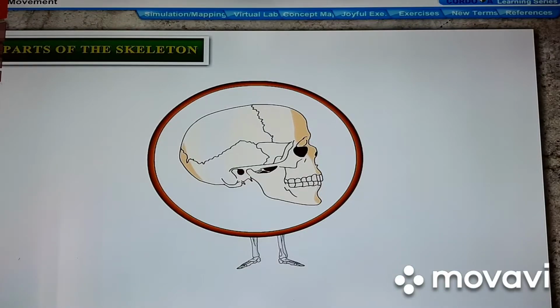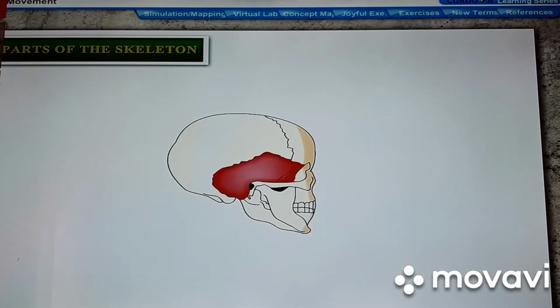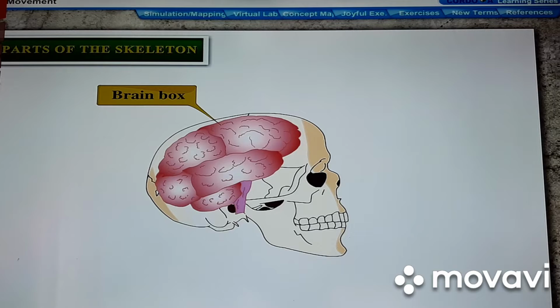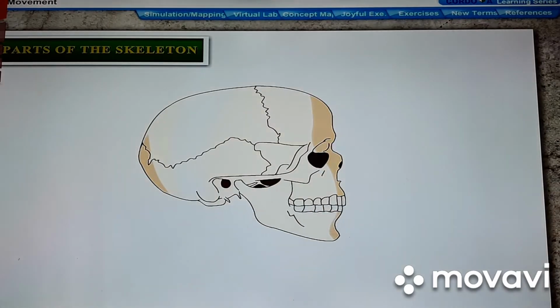The skull is the bony structure consisting of the brain box and facial bones. The brain box is the upper portion of the skull. It is made up of 8 flat bones joined together. The brain box encloses the delicate brain inside it. It protects the brain from injury and shocks. Our face is made up of 14 bones. The lower jaw is the only bone in the skull which is movable. It enables us to chew our food and speak.